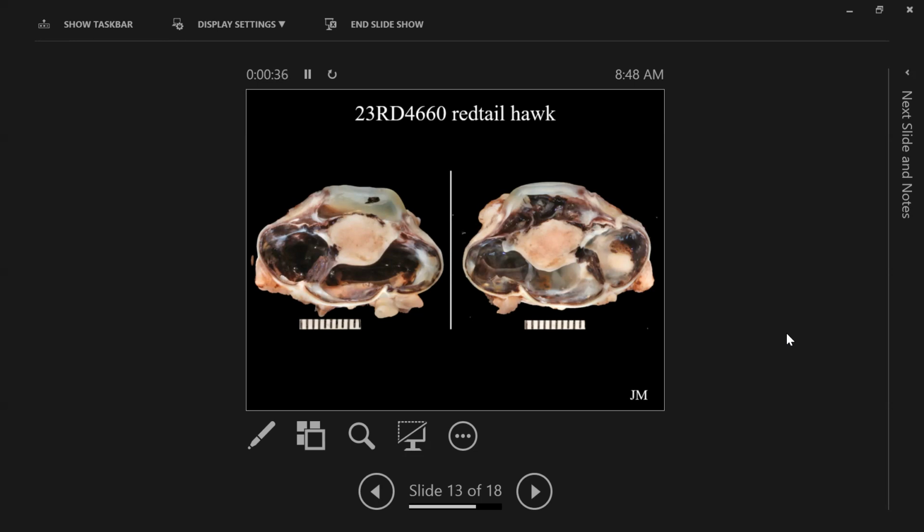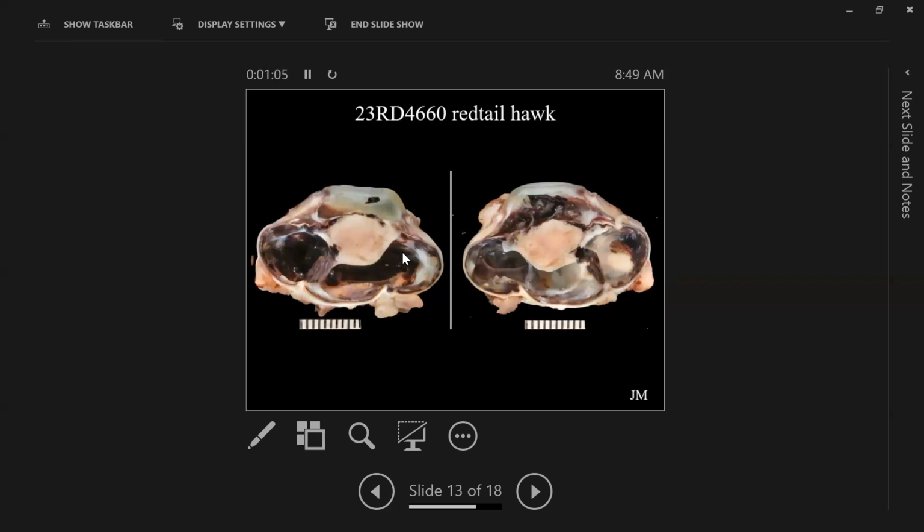All right. So next up, we have an eye, the left eye, from a 26-year-old red-tail hawk coming to us from Colorado. The finding was an intraocular mass in the left eye of unknown duration. And that's all we have.